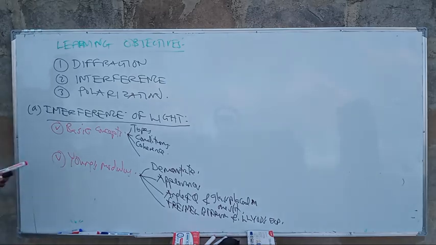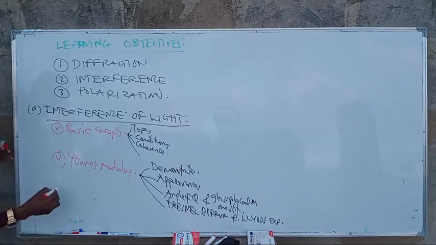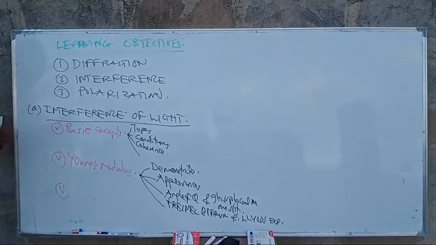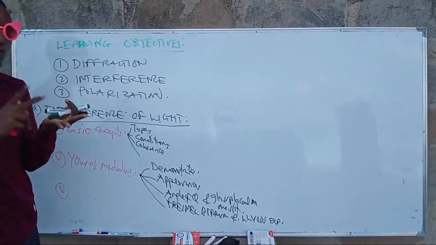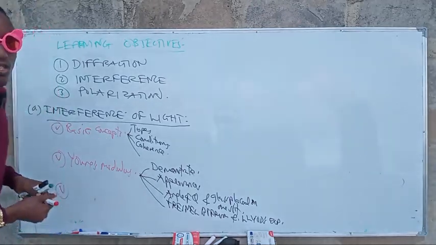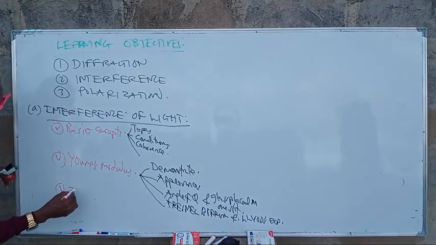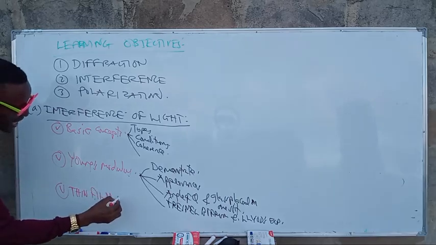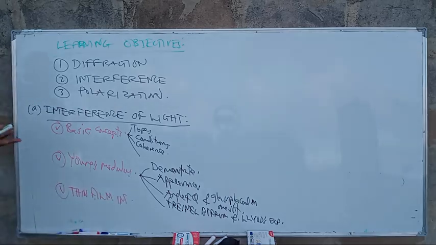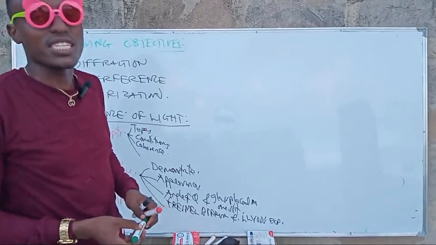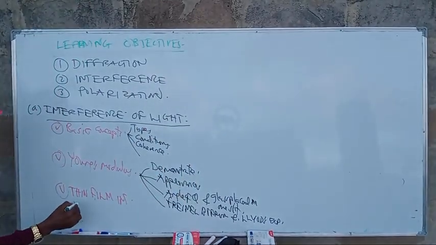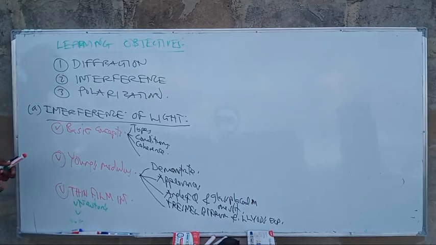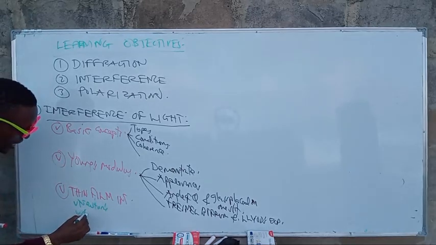The other concept that we need to cover here is thin film interference. This is about the formation of soap colors. It's about the air wedge and Newton's rings. So we need to know about thin film interference. What are we going to discuss here? We're going to discuss Newton's rings and things like the air wedge.